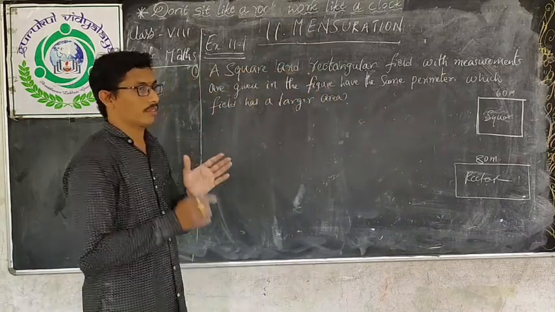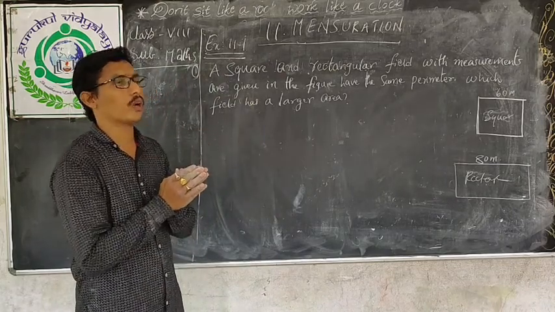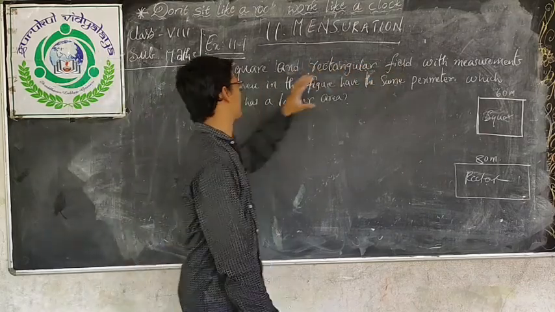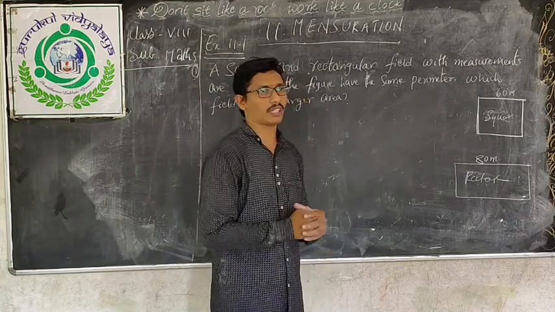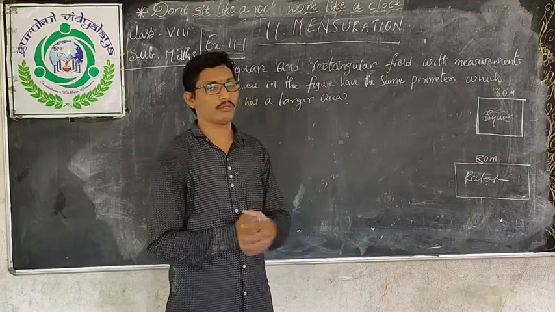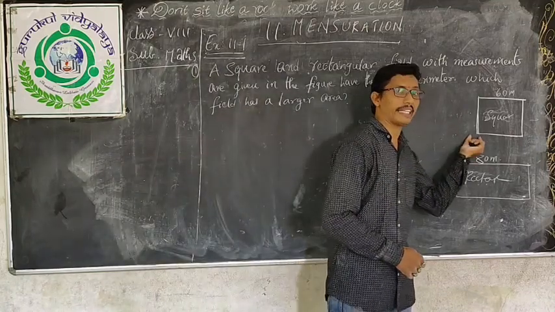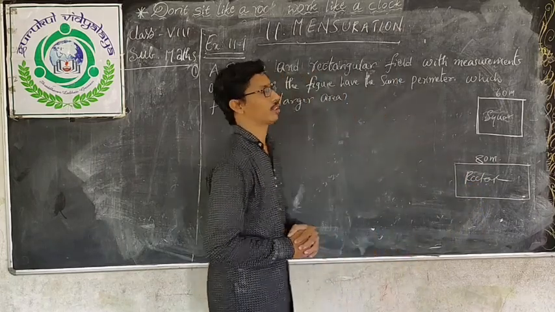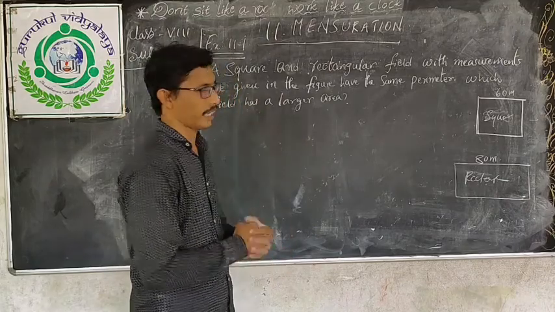First of all, while reading this problem, you have to understand what is given. So what is the problem? The square and rectangular field with measurements are given in the figure. So in this figure, some measurements are given, not completely. See, they have the same perimeter. But here one condition is also given. What is that? Have the same perimeter. That means the perimeter of the square is equal to the perimeter of the rectangle. So you have to understand that. That is the basic point in this problem. Which field has a larger area?